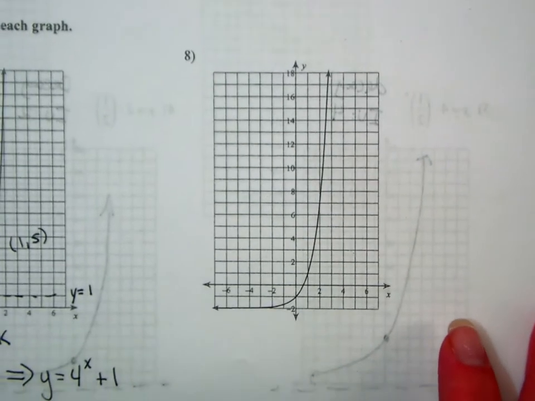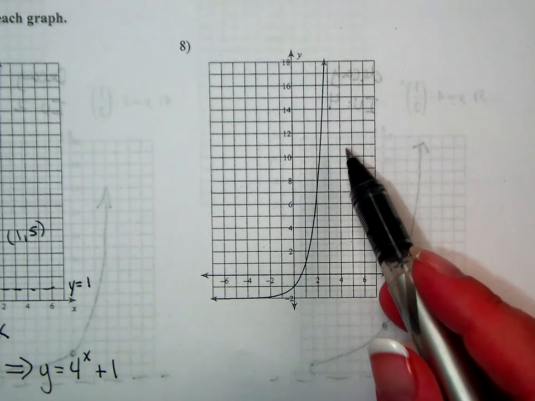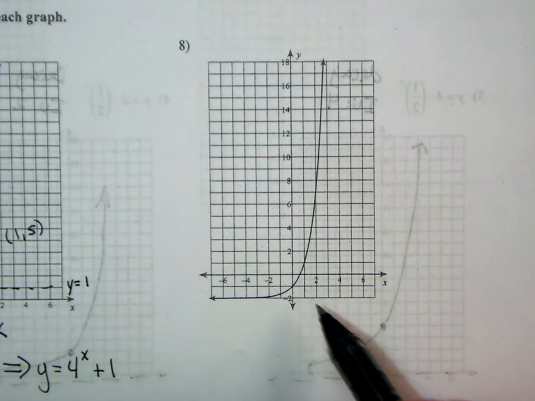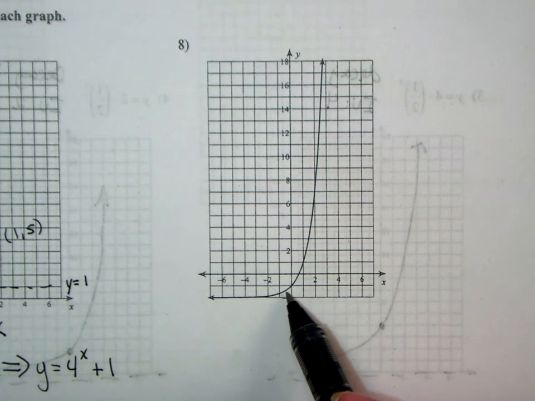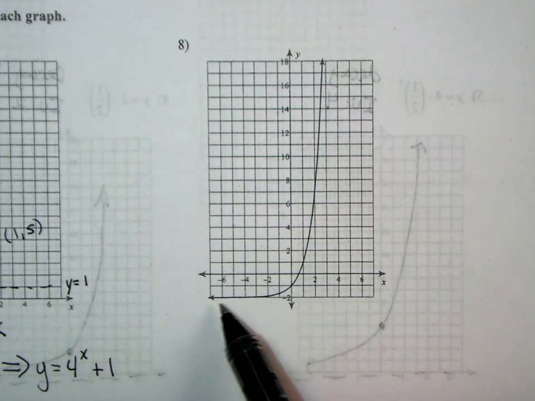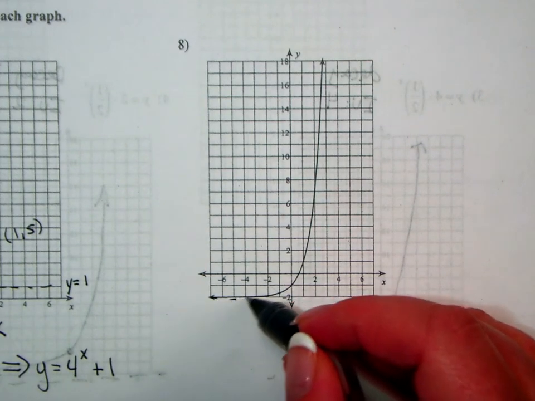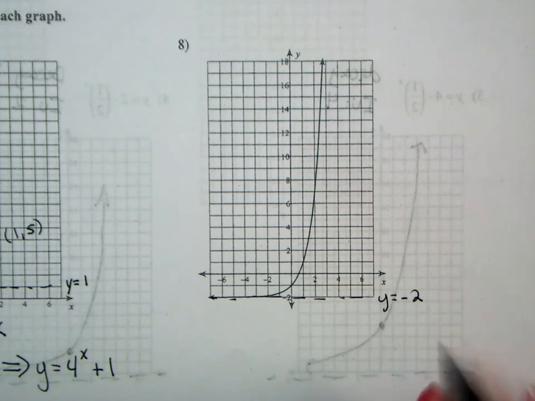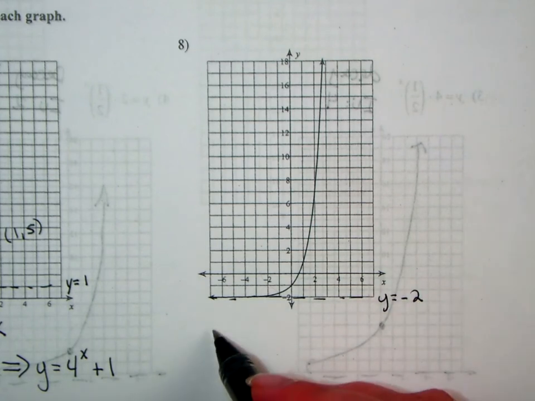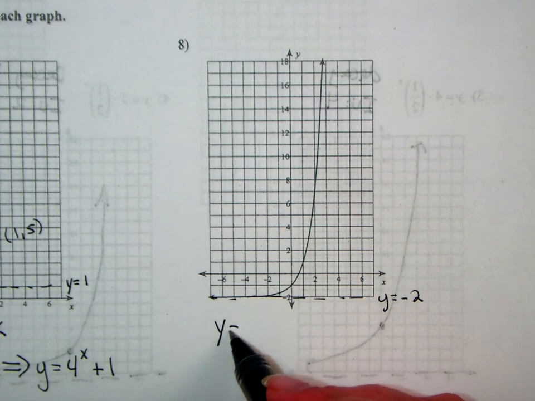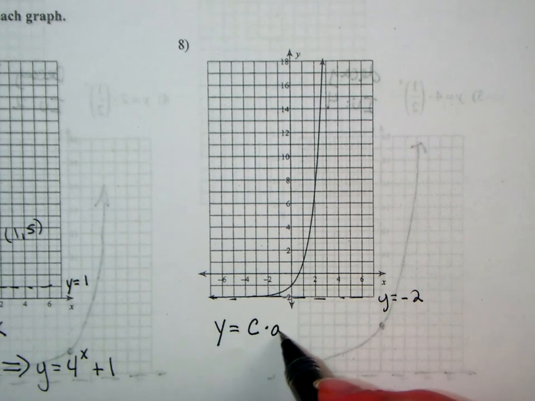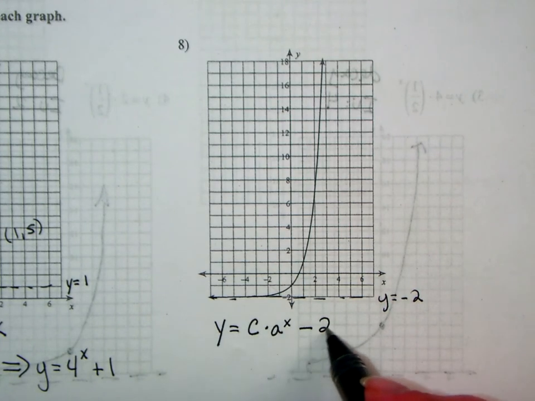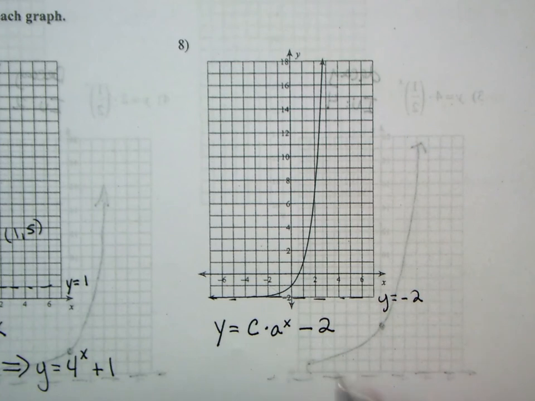Okay, growth, right? It looks like it's not going to go below -2 here. So I think the asymptote is at y equals -2. All right. So I'm going to go ahead and start with an initial value times a to the x minus 2, because that's where the asymptote goes.